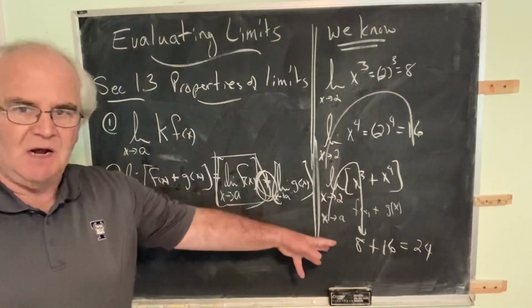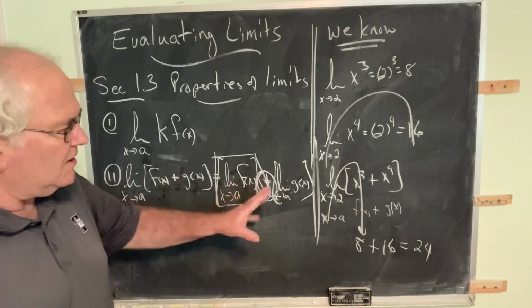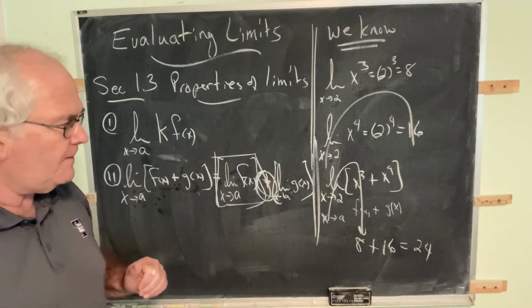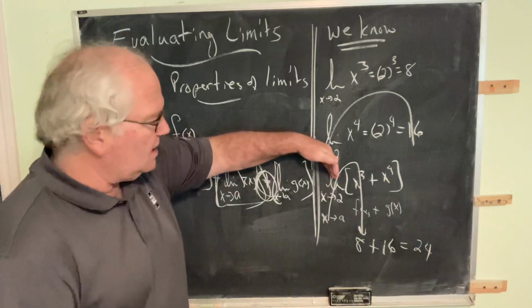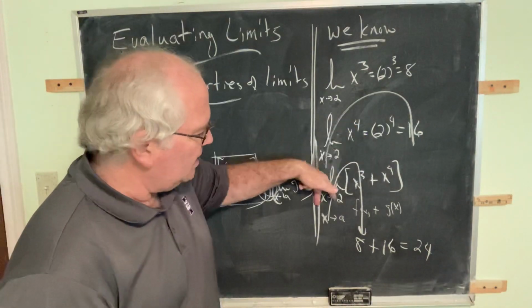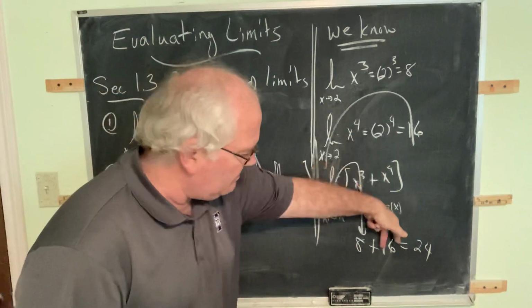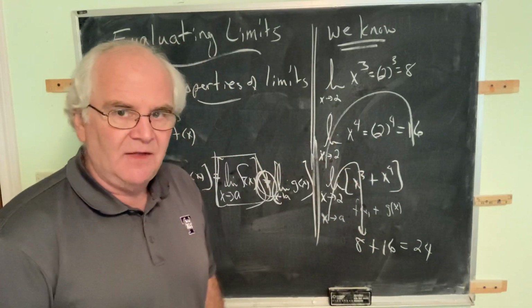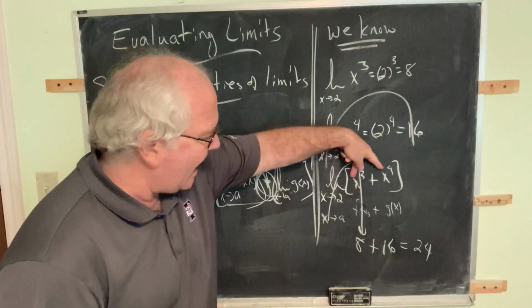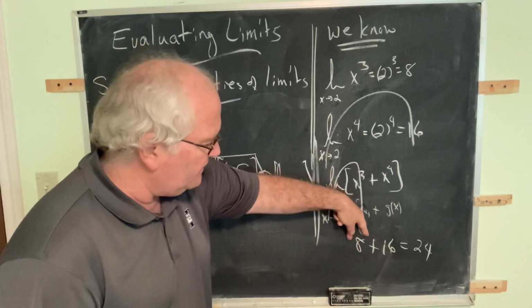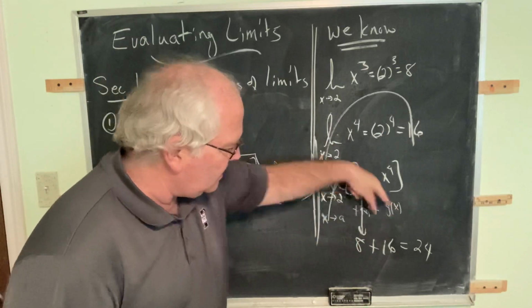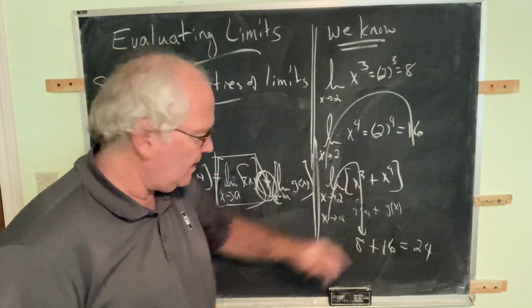Now, the specific numbers are irrelevant. What matters is the general principle. The limit of two things added together is you find the limit of the first and the limit of the second, and then you add them together.